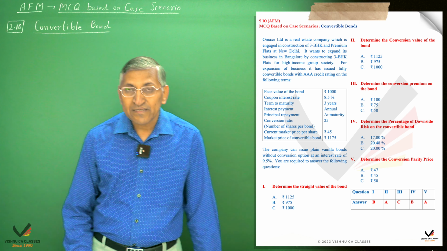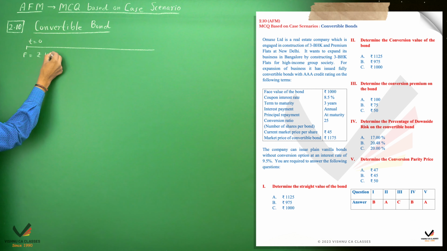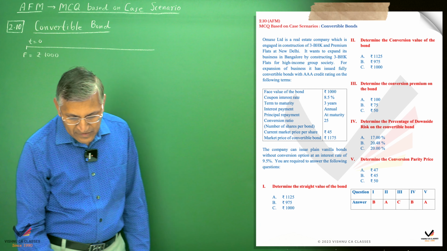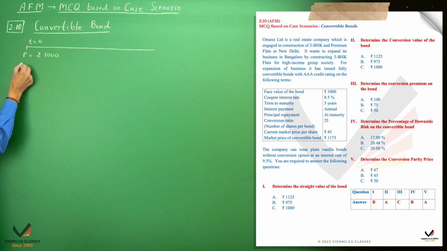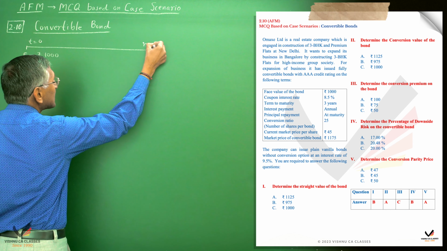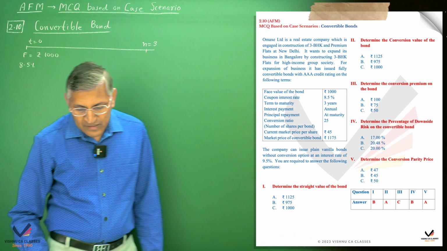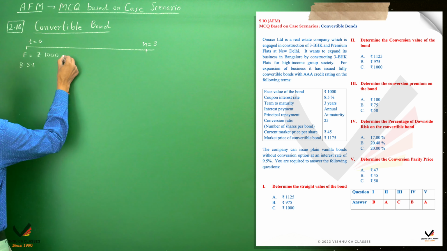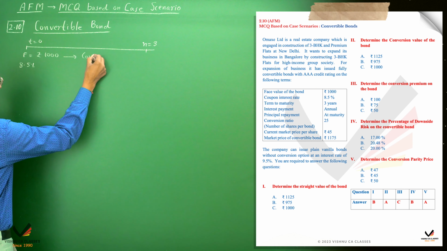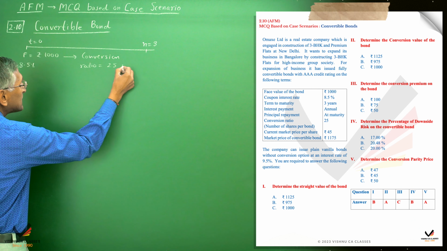So let us show first of all this data. So presently this bond is issued which is called zero time period. So face value is given ₹1000 and its coupon rate of interest is given 8.5%. So term to maturity is given, number of years are 3 and it will be converted into 25 number of shares. So this is called conversion ratio. It means against one bond you will get 25 shares.